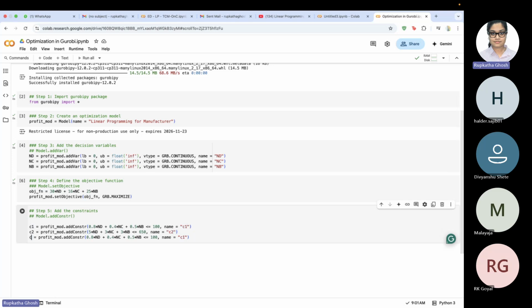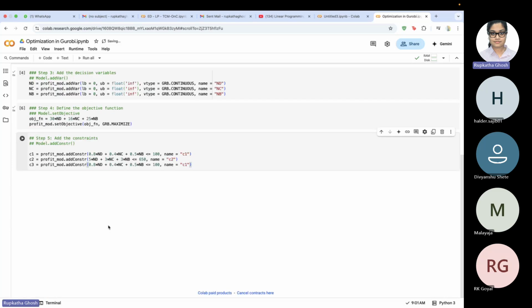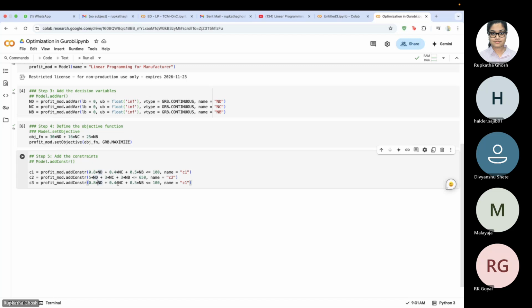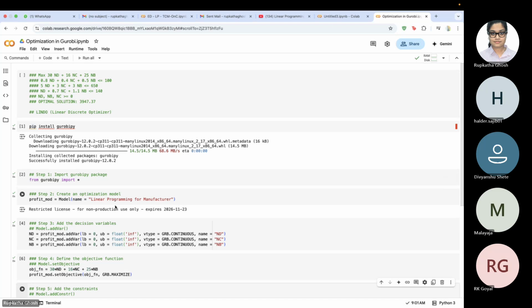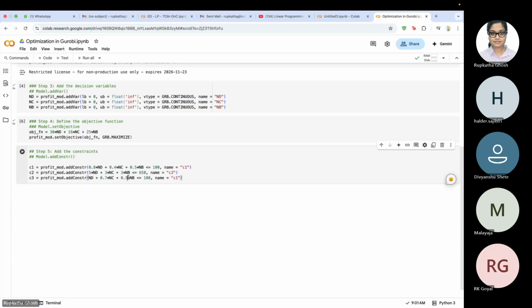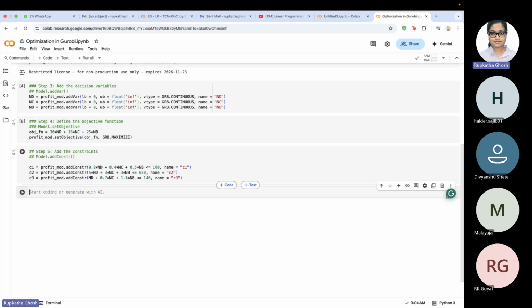And my final constraint, C3, is ND plus 0.7 NC plus 1.1 NB less than or equal to 140. So now your model is ready.